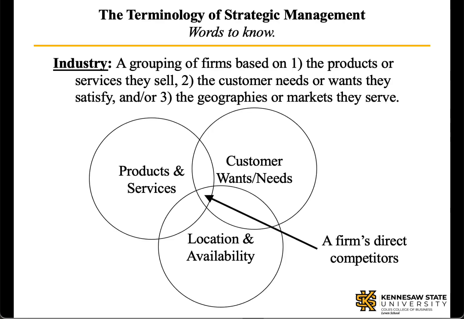We'll now move to industry analysis. Let's start with a reminder of the definition of the term industry. An industry is a group of firms that offer common products or services and/or satisfy similar customer wants or needs and/or serve the same markets. How a firm defines its industry or its primary competitors will dictate how it approaches competition.